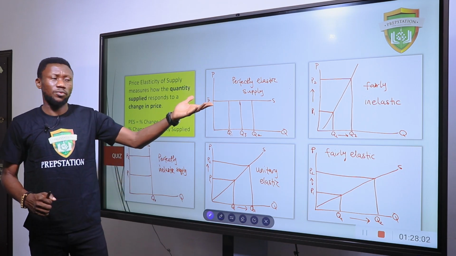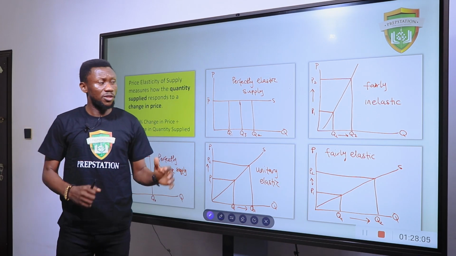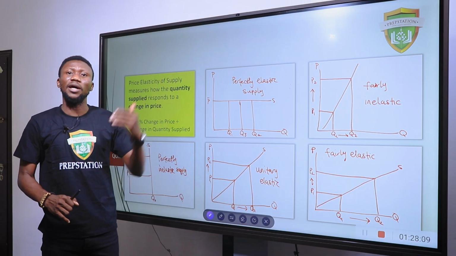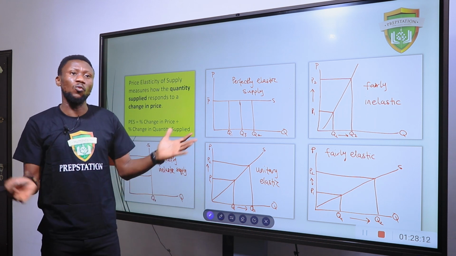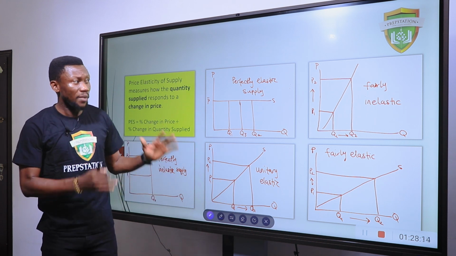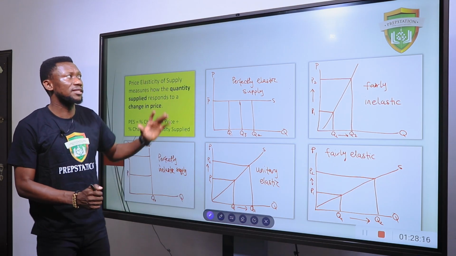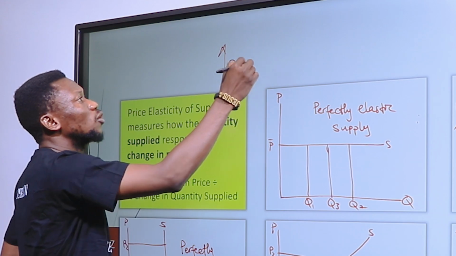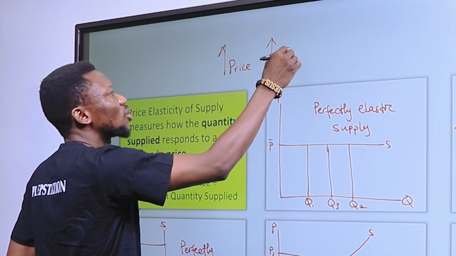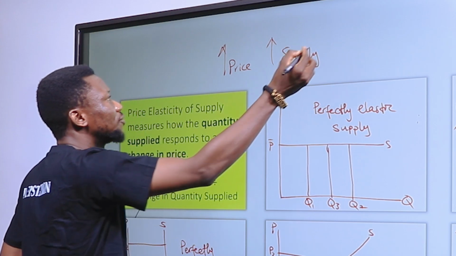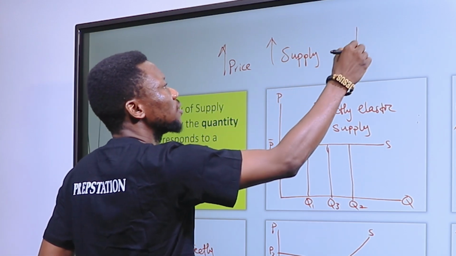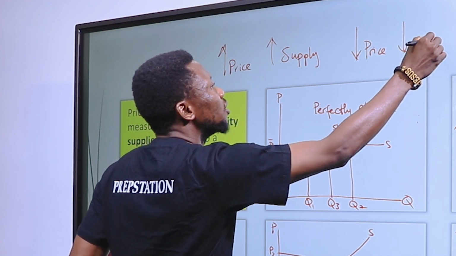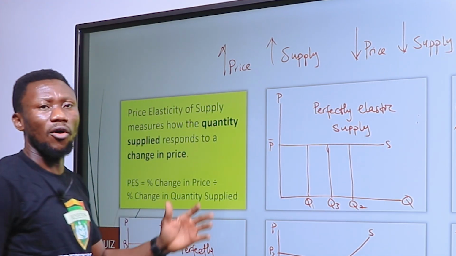So what this simply means is that when price changes, supply will also change. Because we learned the factors that affect supply, which means that when the price of any commodity changes, people will supply more of it or less of it, depending on what direction the price changes. And the main thing you need to know is that the law of supply says that if price goes up, it will always lead to what? An increase in supply. And if the price goes down, it will definitely lead to a decrease in supply. This is the normal law of supply.